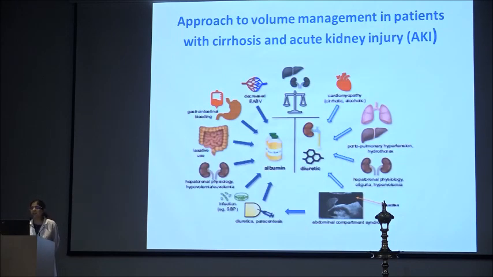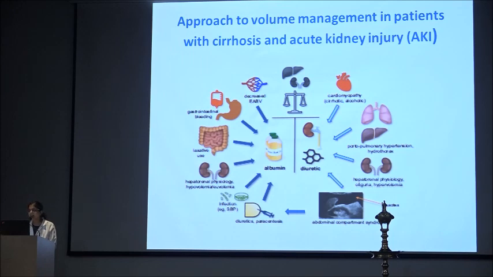Approach to volume management in patients with cirrhosis and acute kidney injury. As we can see in this diagram, we have to maintain a balance between fluid overload and hypovolemia. Whenever there is a GI bleed, laxative use, infections, large volume paracentesis, or when the patient is getting diuretics, these lead to a hypovolemic state. So in these conditions, we have to appropriately give them fluids.